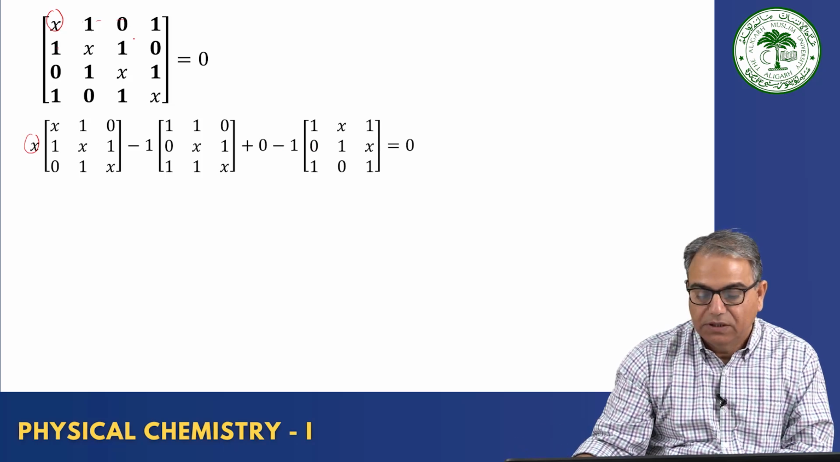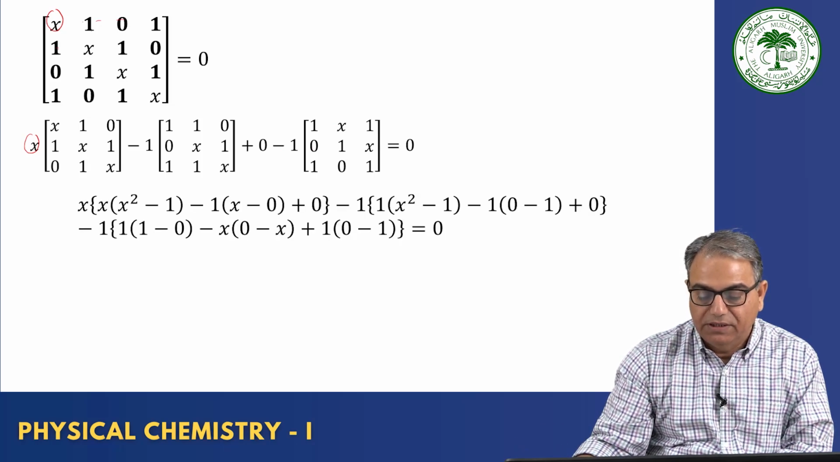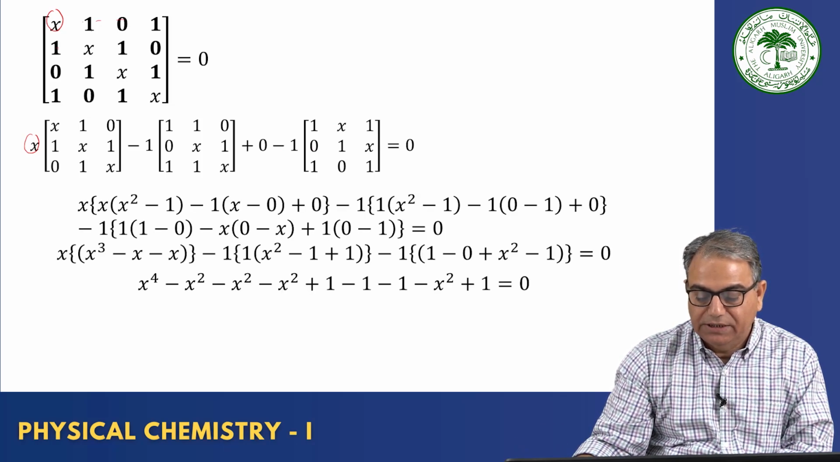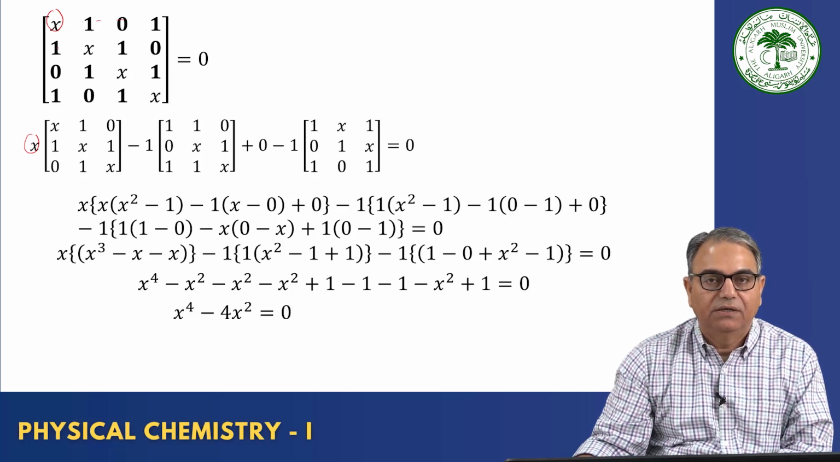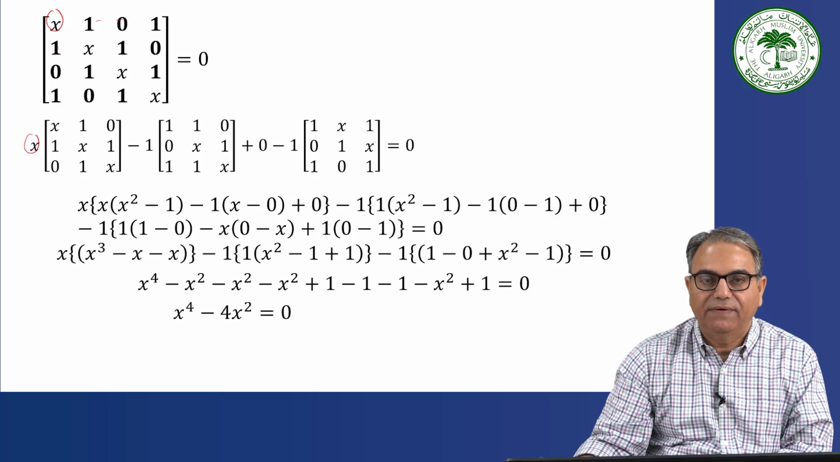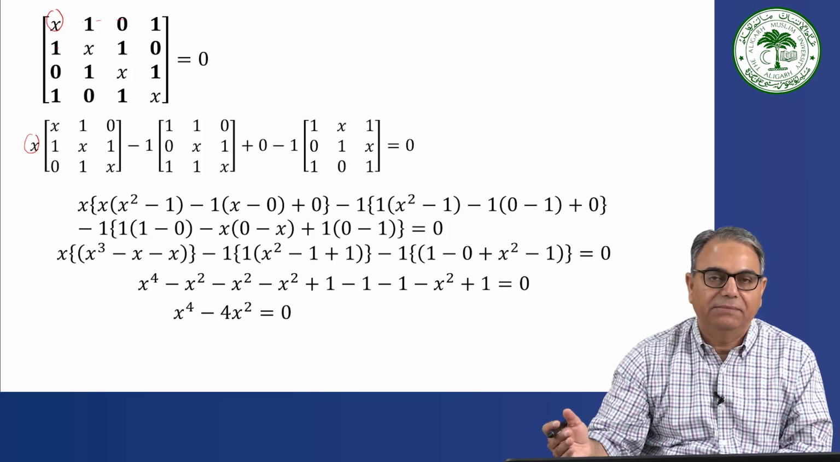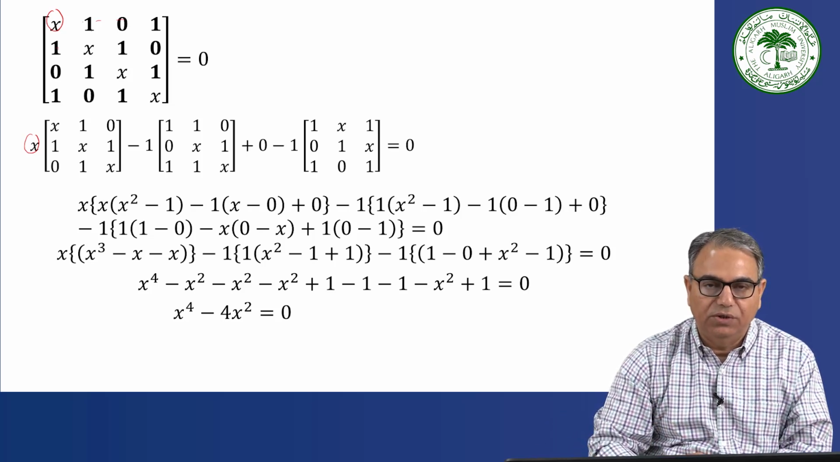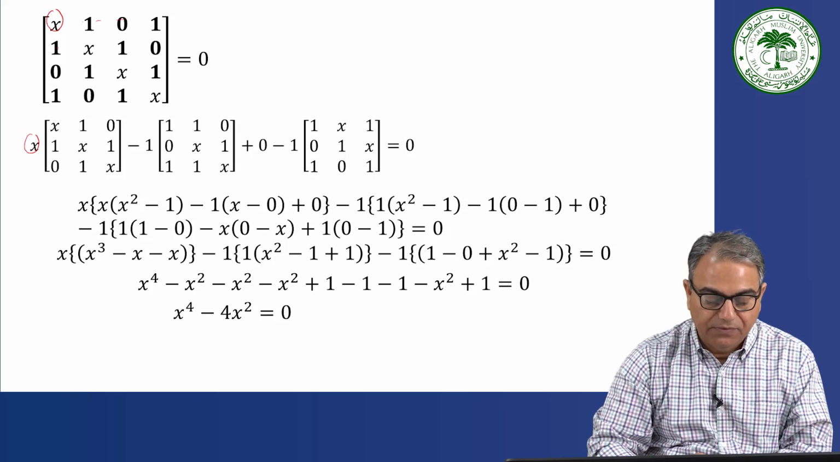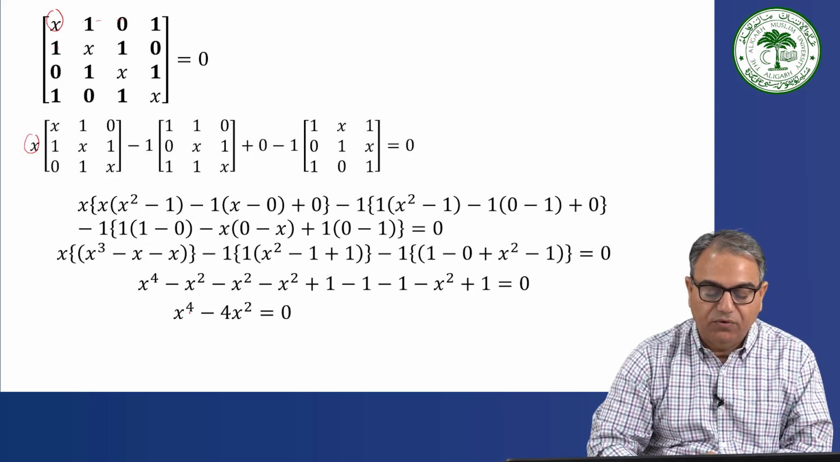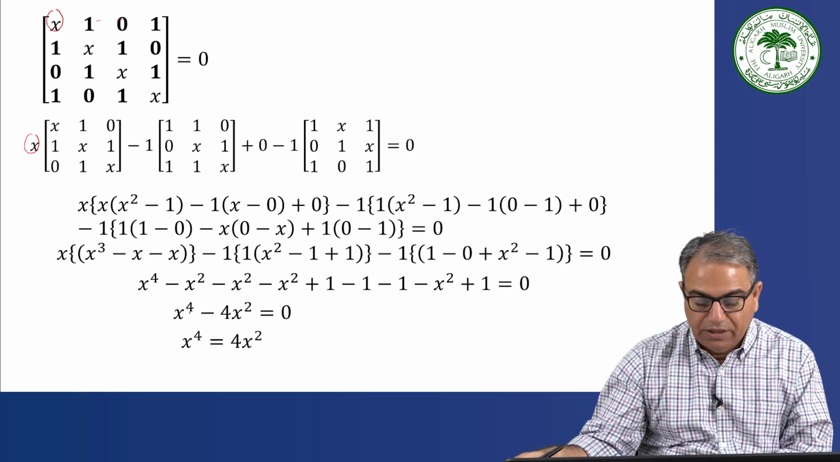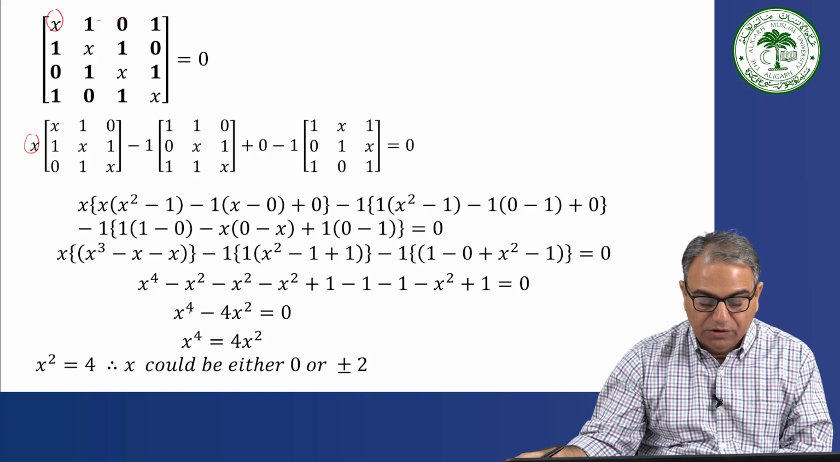Okay. So if you solve this one, finally all the solutions, every step, is given here. So don't bother about it, even if you have not done the determinant earlier, you will learn here how to find the value of the determinant. Okay. So what you get is x raised to the power 4 minus 4x square is equal to 0, and so you can write x raised to the power 4 is equal to 4x square. So x square will be equal to 4.